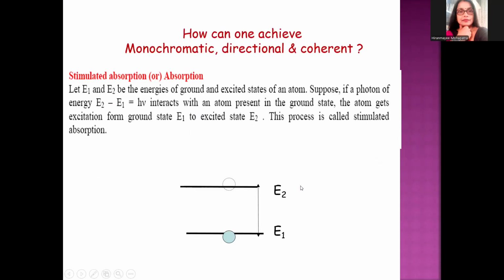So let us understand the basic principle. There are three important processes. First one is absorption. In the absorption case, consider an atom with two energy levels. Lower energy level is E1, higher energy level is E2. When a photon with energy h nu strikes this atom, the atom absorbs this photon and moves from E1 to E2. This process is called absorption.